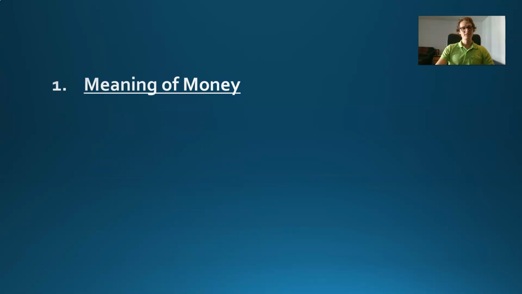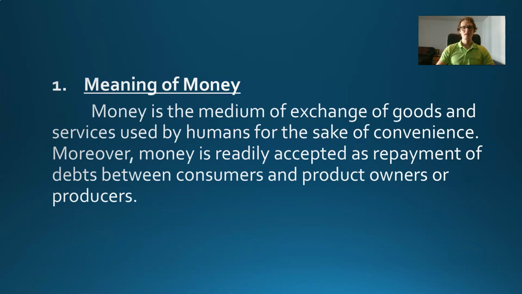The next topic is the meaning of money. Money is the medium of exchange of goods and services used by humans for the sake of convenience. Convenience, you guys should know, it means making something easier, right? So people use money to make our lives easier. Does it make sense to pay for everything with chickens? No, it does not, okay? Money is a much better way to pay for things, right? If you want to buy a car, it's much easier to pay with money than maybe, say, 2,000 chickens.